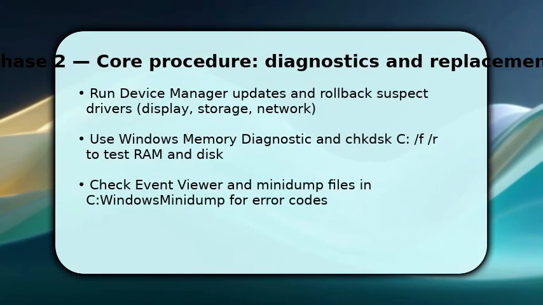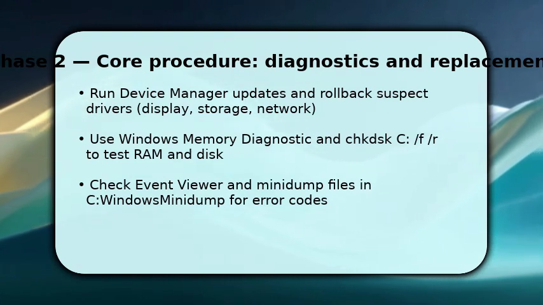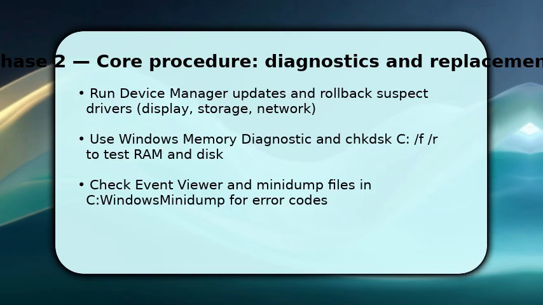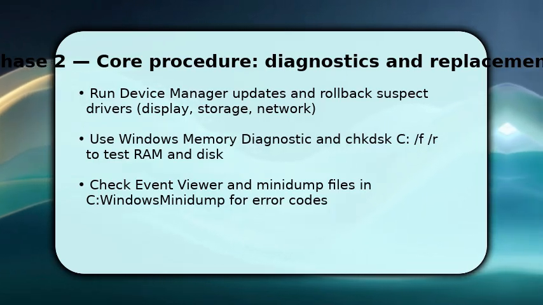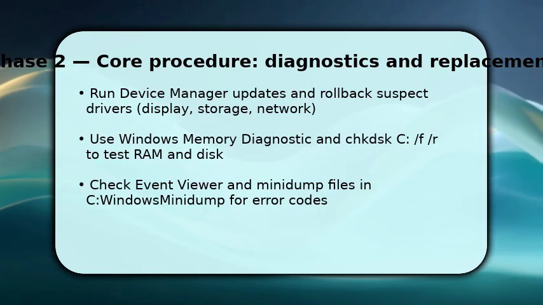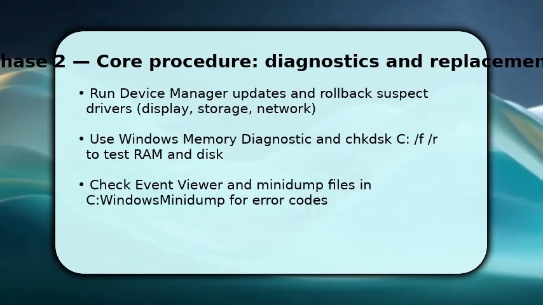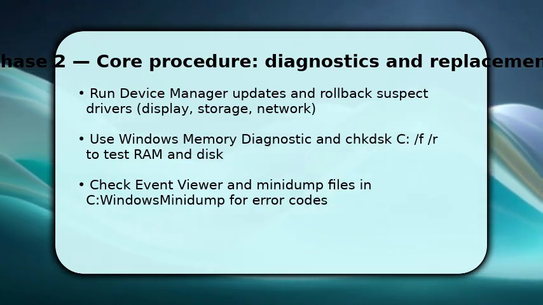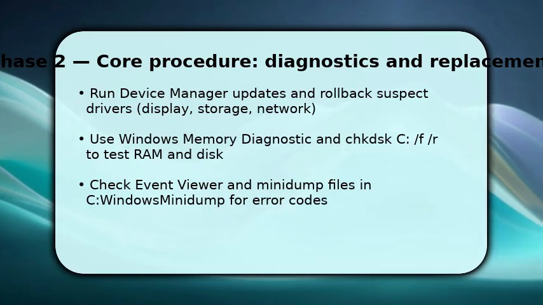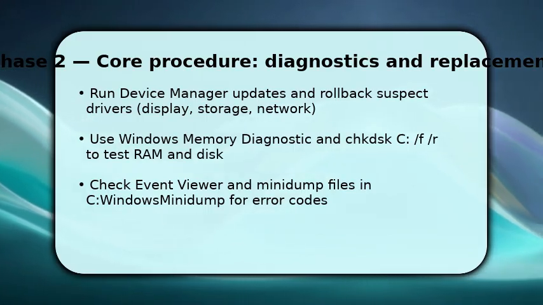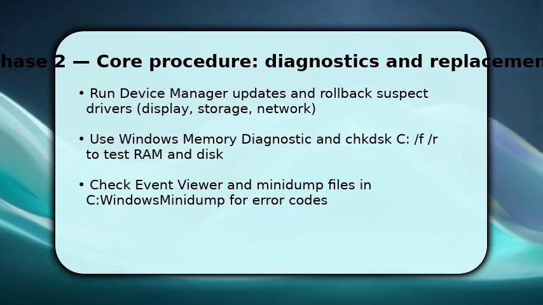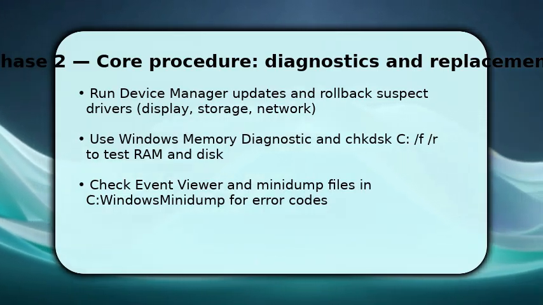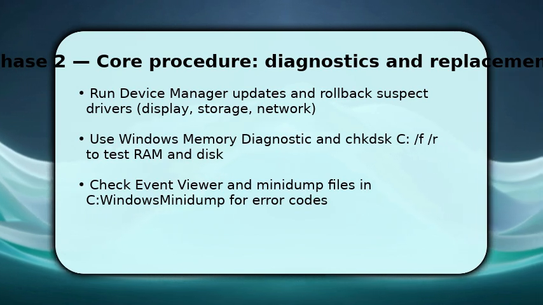Once in safe mode, you inspect drivers and hardware. You should open Device Manager to update or roll back recently changed drivers. Focus on display, storage, and network adapters, because faulty drivers commonly trigger blue screens. Then run Windows Memory Diagnostic and schedule chkdsk /f /r to scan RAM and disk sectors. Both can reveal hardware faults. Also, open Event Viewer and review minidump files in C:/Windows/Minidump to capture bugcheck codes and driver names for targeted fixes.